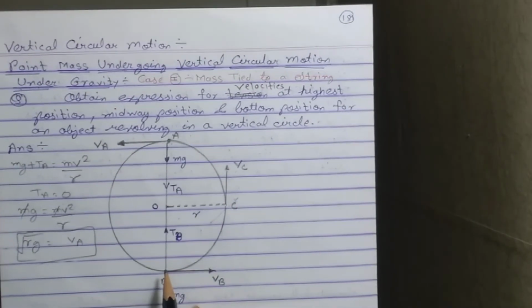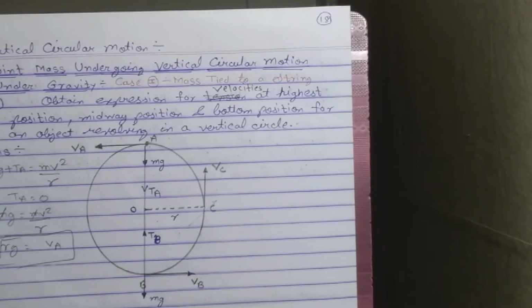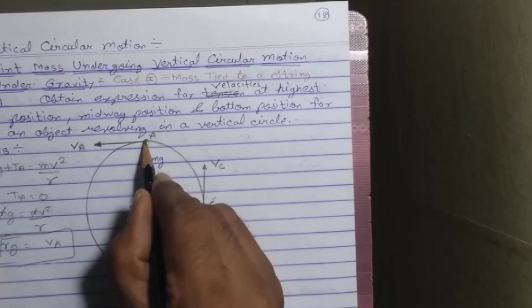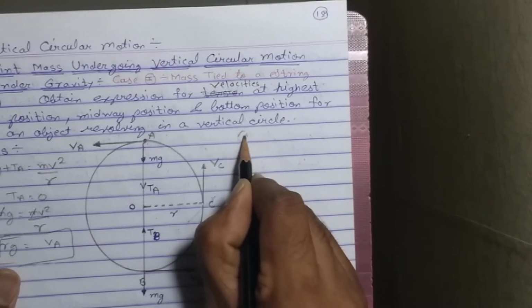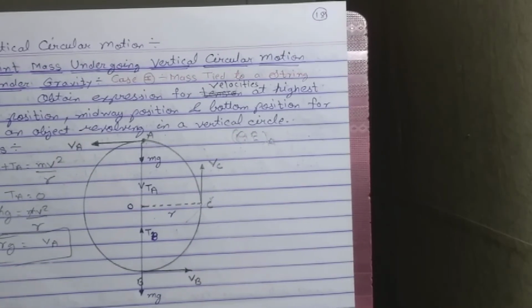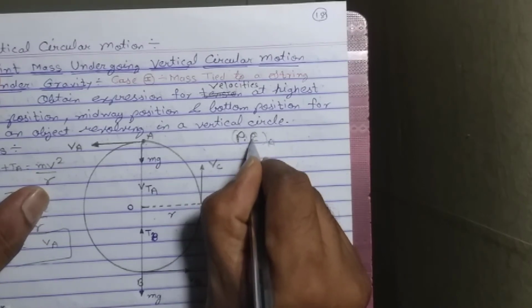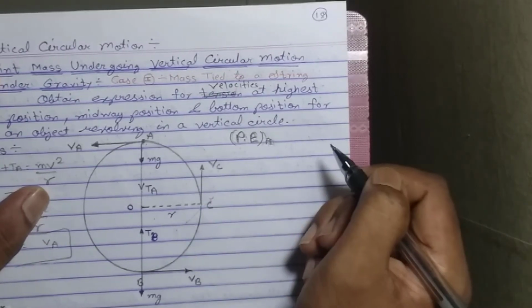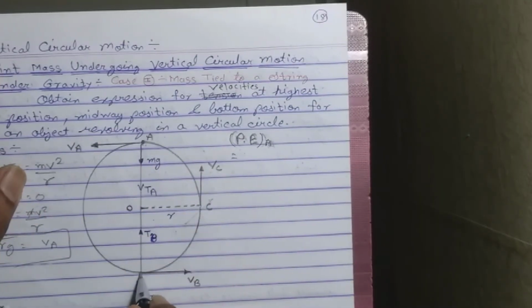Now let us find the velocity of the object at point B. Students, for that we are going to use the concept of conservation of energy. As I told you, when the body is at point A, it has maximum potential energy. Say potential energy at point A. Students, this total potential energy at point A is converted into kinetic energy at point B.